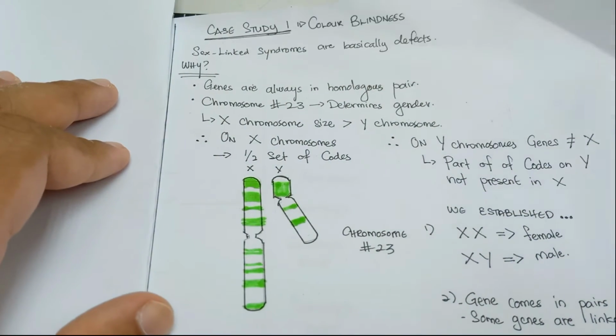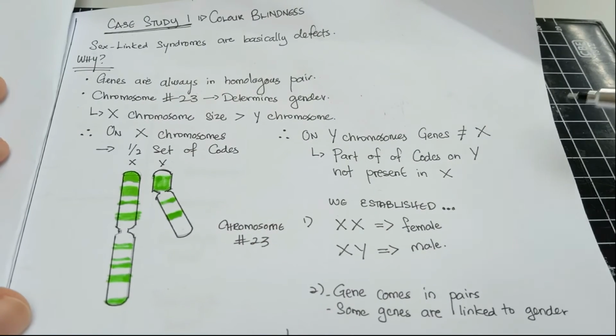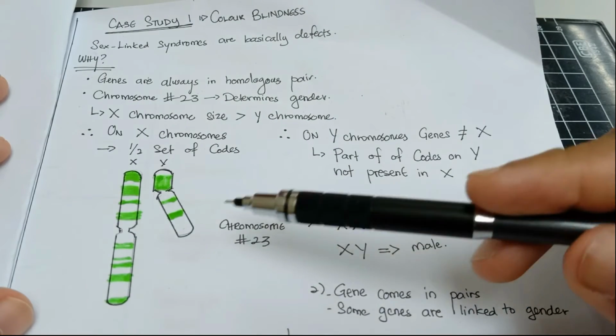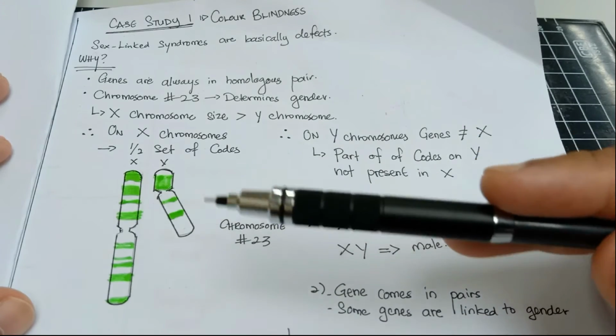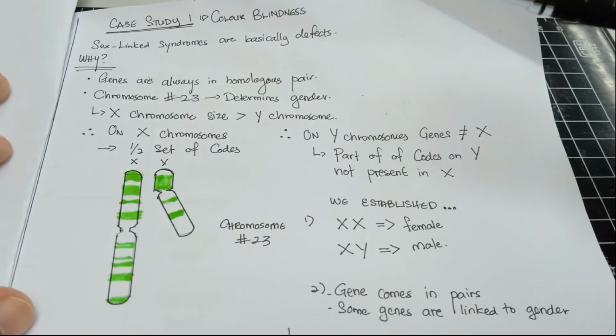Now, on chromosome Y, you'll realize that the genes are short. Some of the genes present in X are not present in Y. So, sometimes the Y chromosome will carry most of these defects.